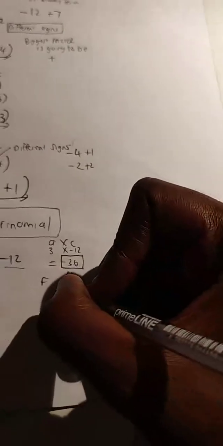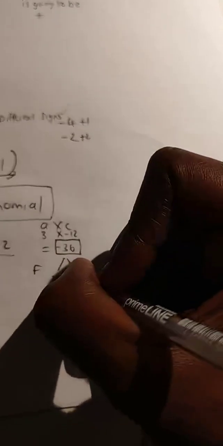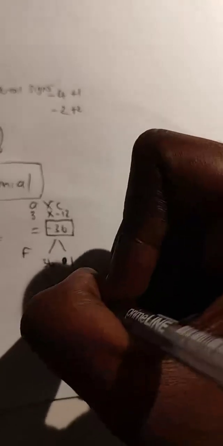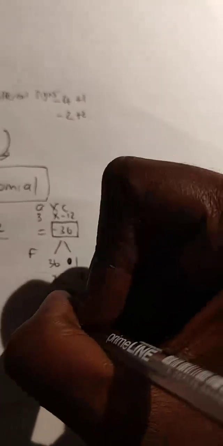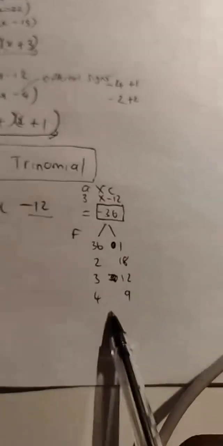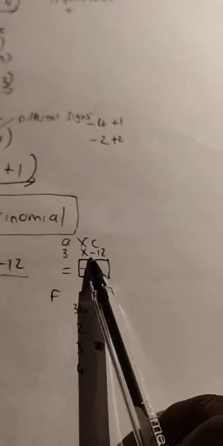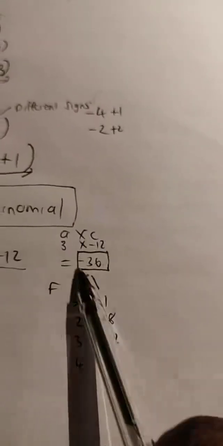So in my head, I'm thinking of 36 and 1. I'm thinking of 2 and 18. I'm thinking of 3 and 12. I'm thinking of 4 and 9. And it seems like 4 and 9, negative 5, those will work, right? Because if we have a negative 36, it means different signs, but the highest factor will have the negative sign.